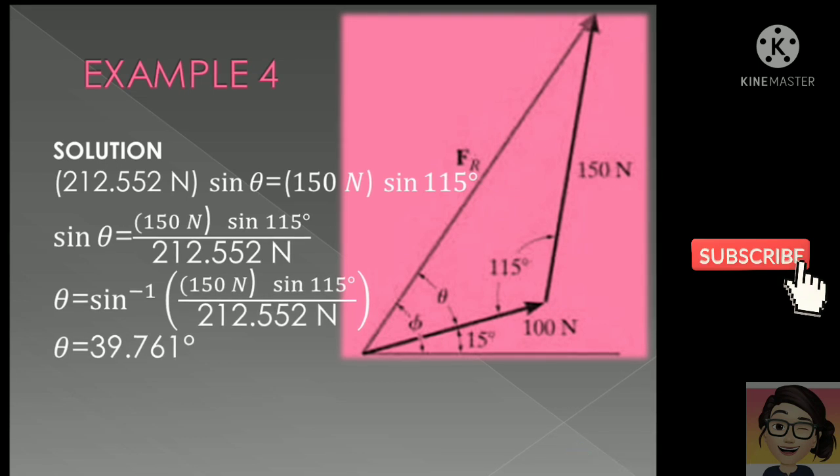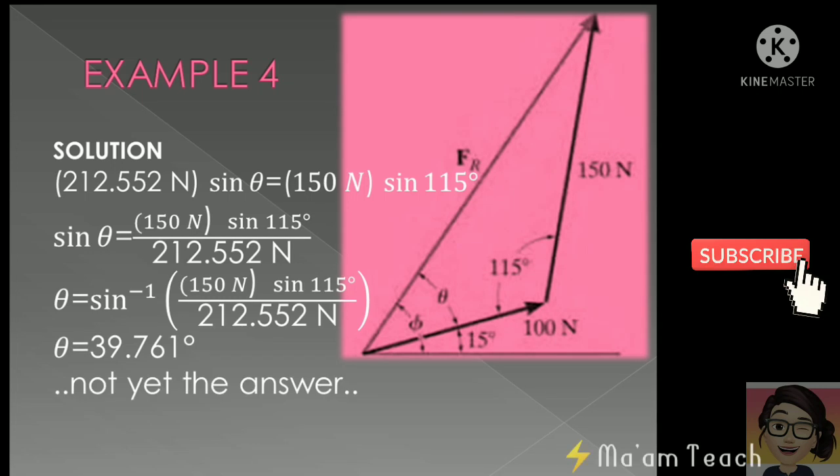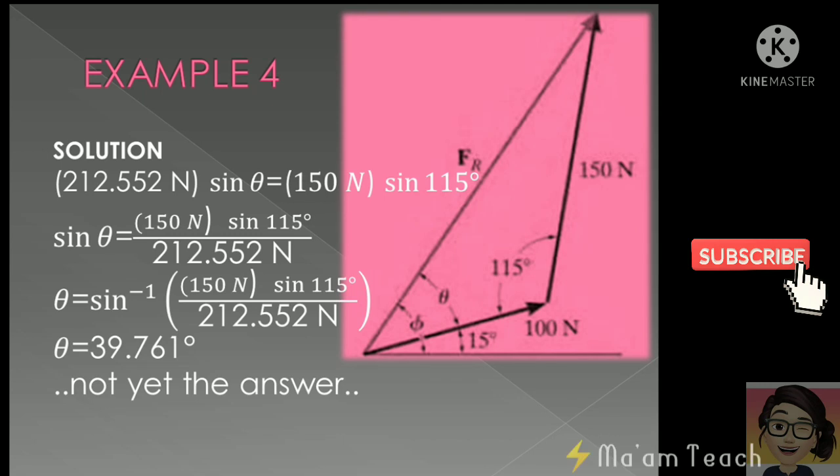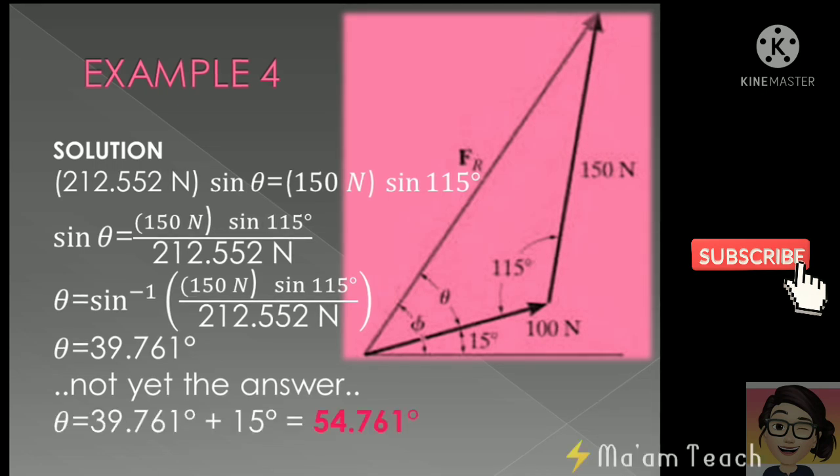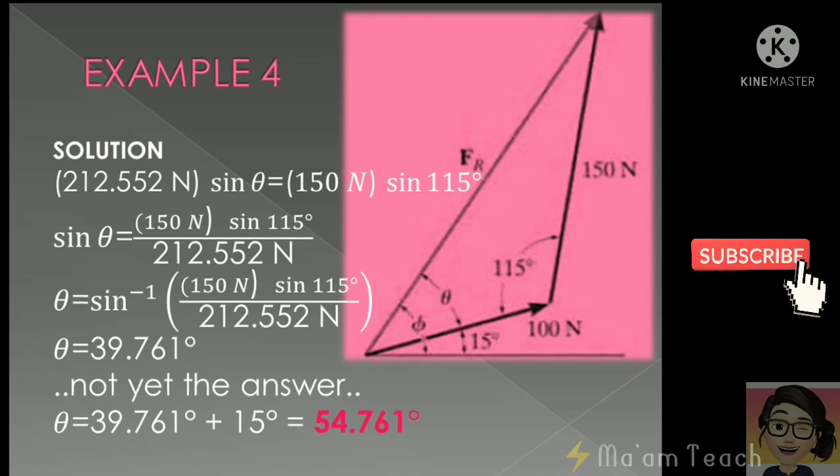Now, is that the answer? Is that the final answer already? Not yet. Why? It's because, like I've said, that theta is only the angle inside the triangle. We need to add it to 15 degrees to actually describe the direction of our F sub R. Therefore, class, this 39.761, we will add 15 degrees to get 54.761, which is the direction or the angle that describes the direction of our resultant force. And that is already the answer.